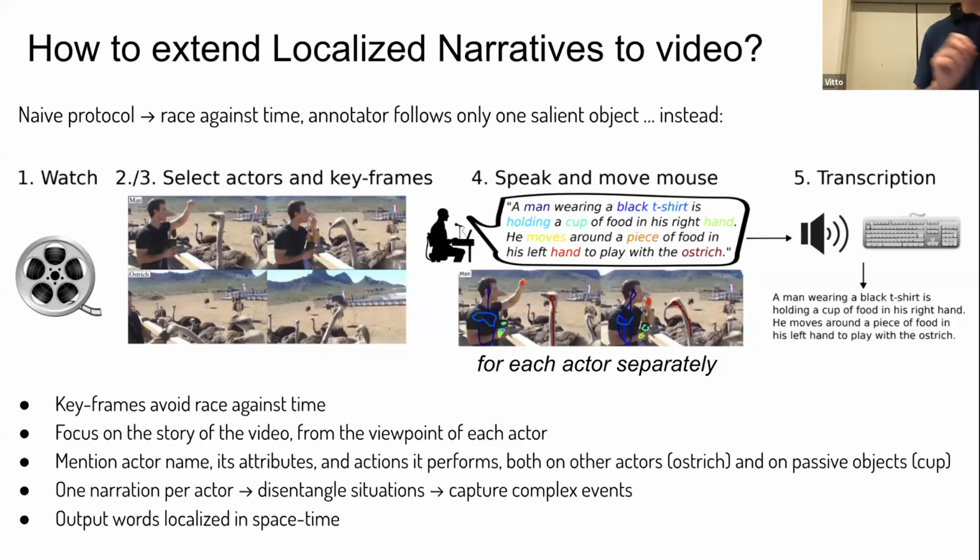And then separately for every actor, we ask them to speak while moving their mouse. So in this case, they would say something like a man wearing a black shirt is holding a cup of food, and so on and so on. And then we repeat the story from the ostrich viewpoint.